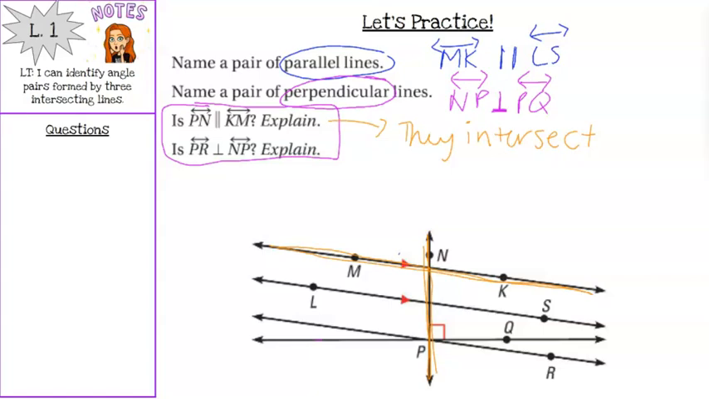Is line PR perpendicular to NP? So we have line PR right here. Is it perpendicular to NP? And the answer would be no, because it does not make that 90-degree angle. The 90-degree angle is touching line PQ. It stops on line PQ. It does not extend down to PR, meaning that they are not perpendicular.